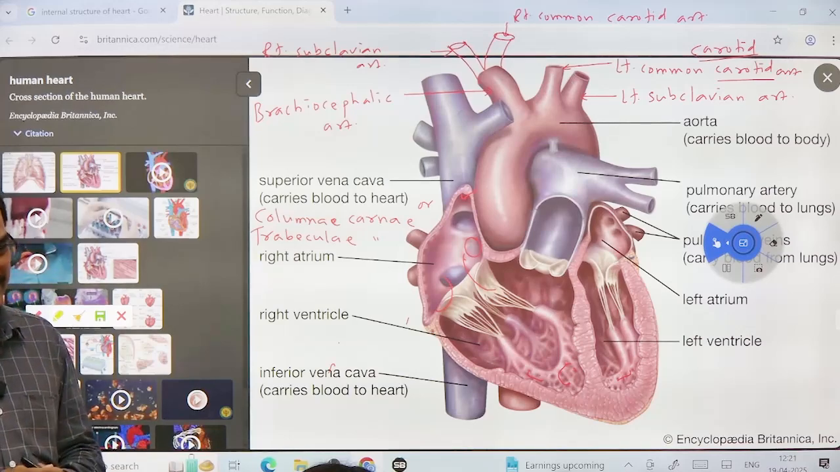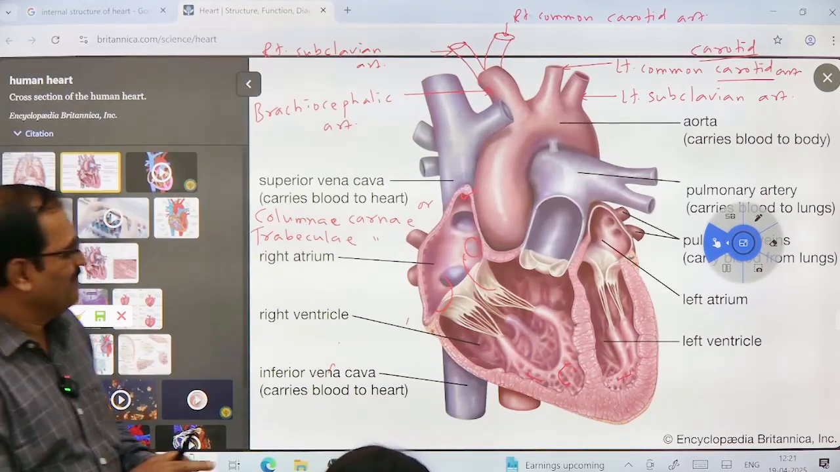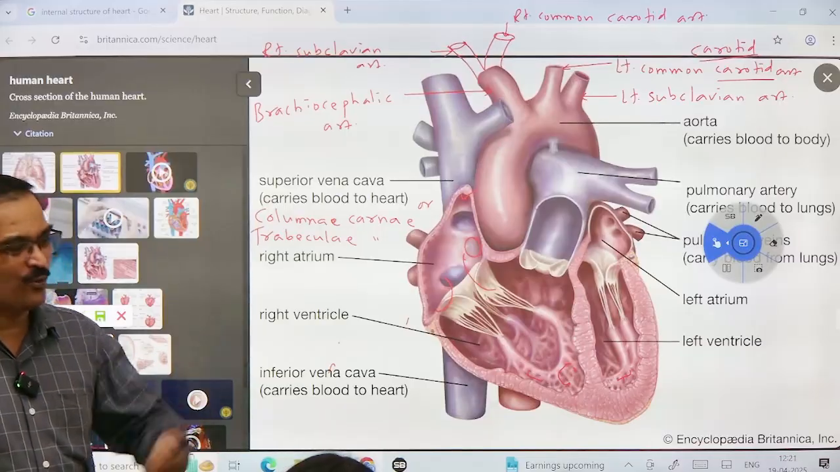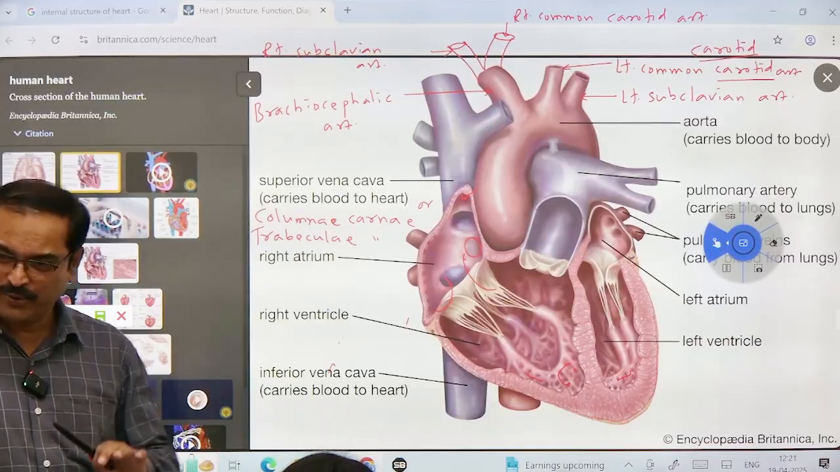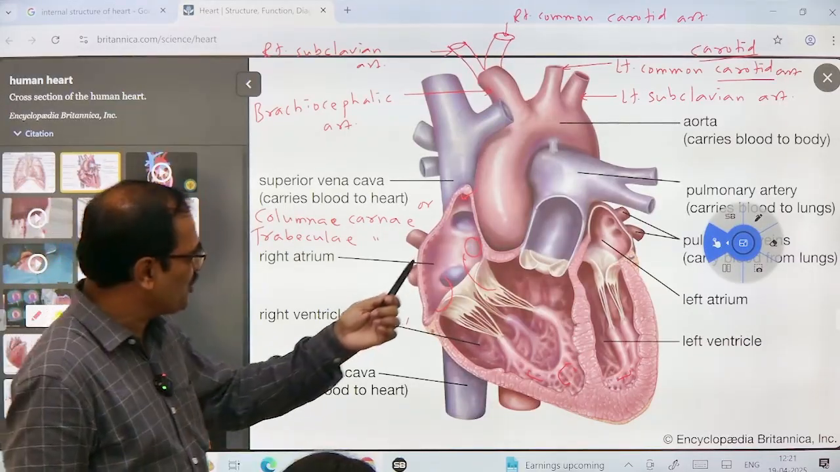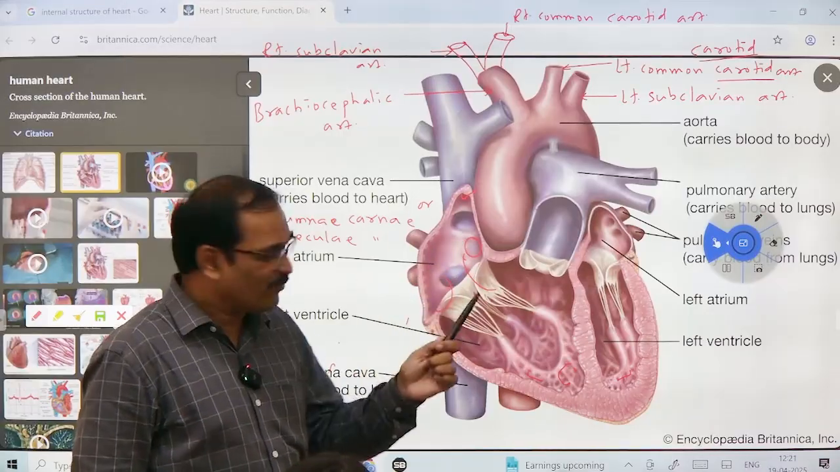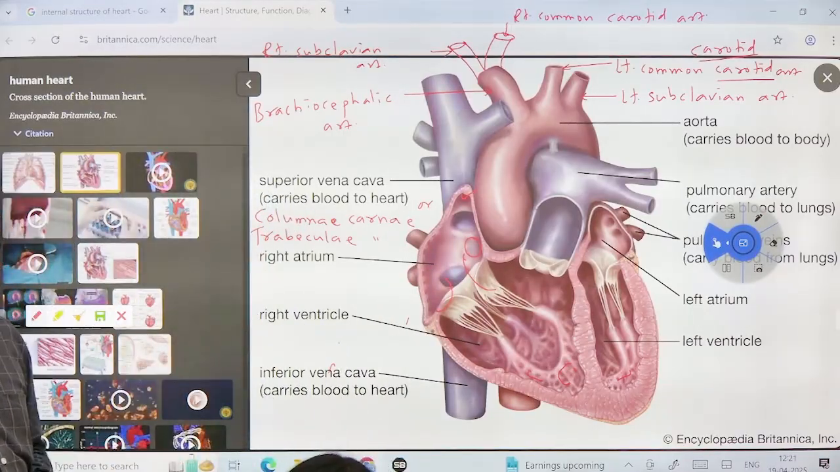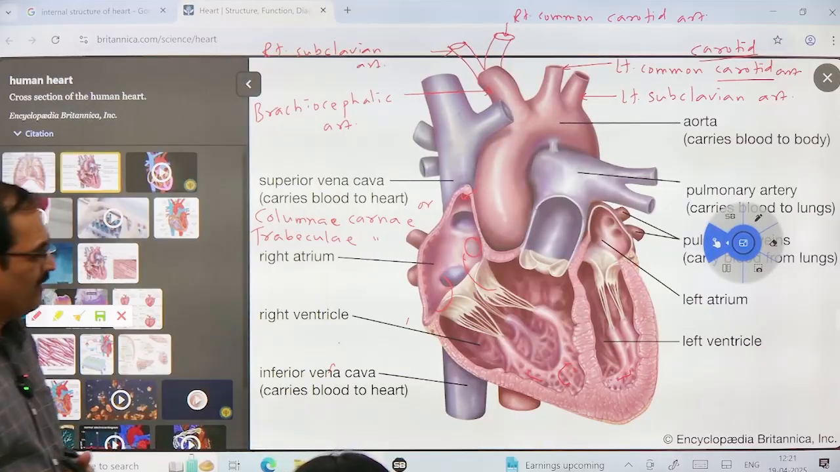Fossa ovalis. See, this is called the interatrial septum. Before birth there was an opening called foramen ovale. During birth it gets closed and forms a small depression. This is called the fossa ovalis. So this is nothing but the fossa ovalis, a small depressed area.